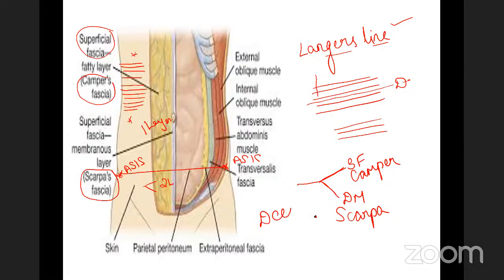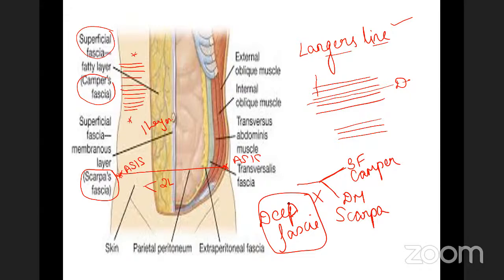Any idea why you don't have the deep fascia in the abdomen, students? Why is there no deep fascia in the abdomen? Anyone, students? Anyone? Okay, I will answer.